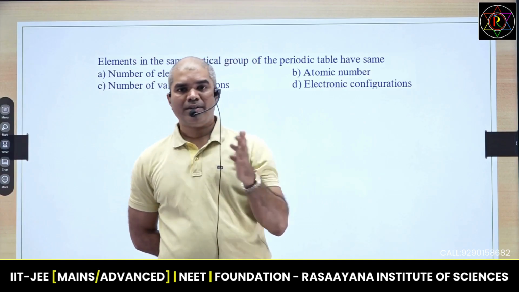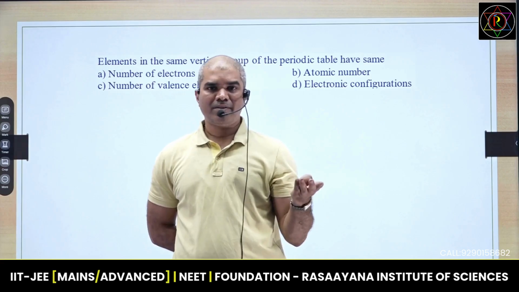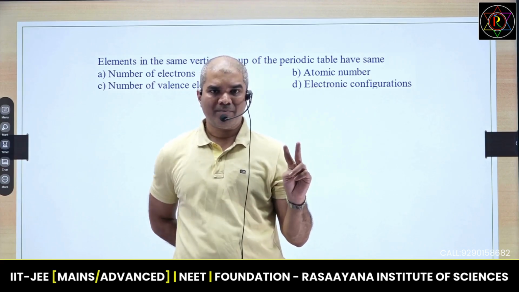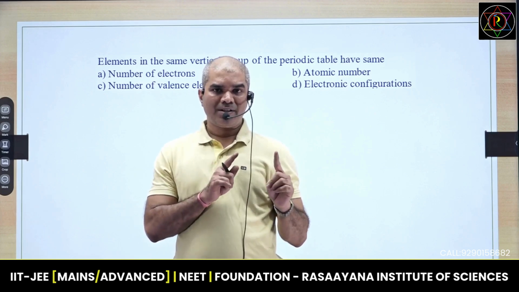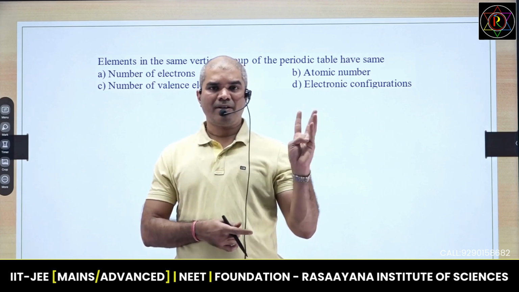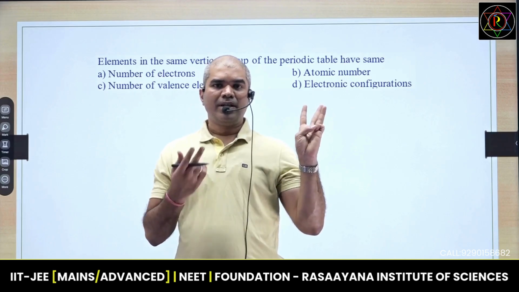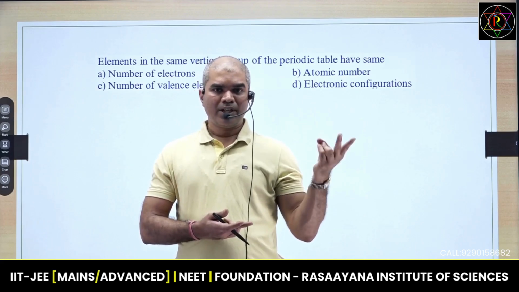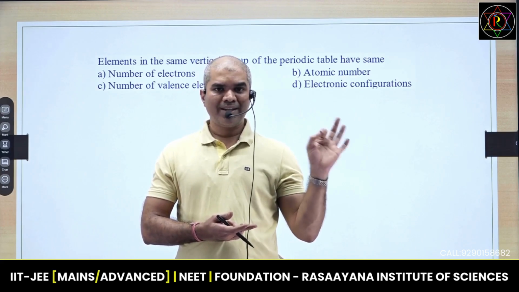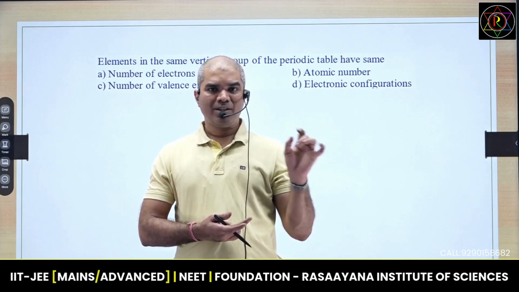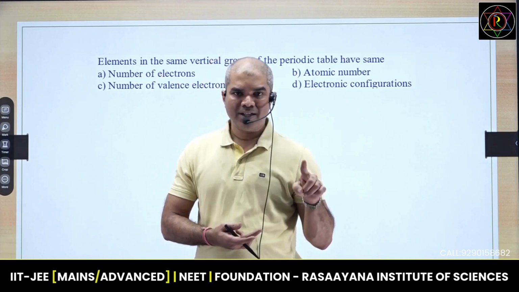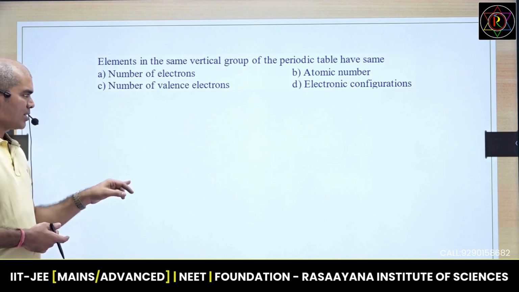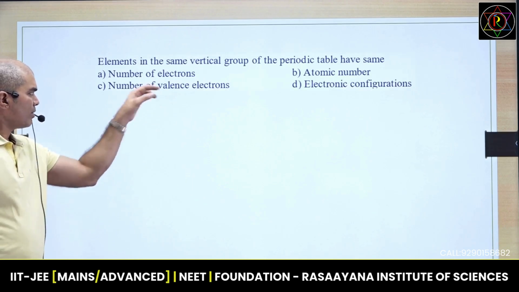Suppose if I take hydrogen, it is 1s1. After hydrogen we have lithium, 1s2, 2s1. Electronic configuration is not same, but the valence electrons are same. You just check, 1s1, valence electron is 1. Then lithium, 1s2, 2s1, valence electron is only 1. Then you take sodium, 1s2, 2s2, 2p6, 3s1. In the third shell, there is only 1 electron. So the valence electrons are same. Okay? Number of valence electrons are same. The option is going with C.